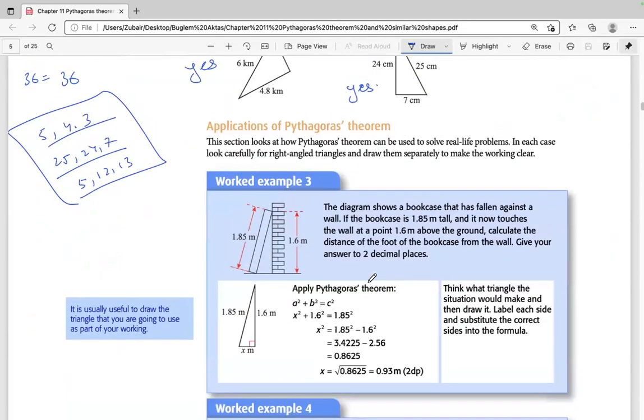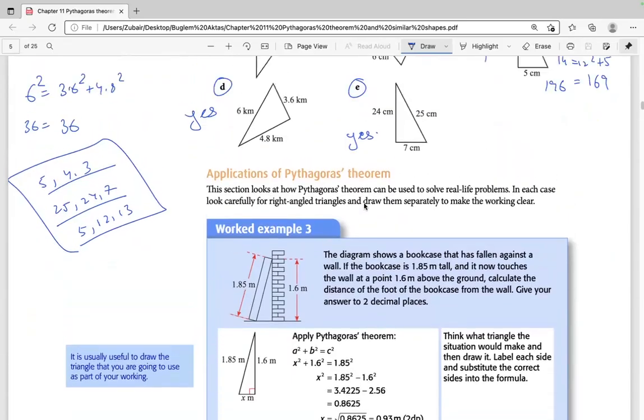Now these are again Pythagoras theorem. It is just adding some statements to it, maybe to make the question interesting. The diagram shows a bookcase that has fallen against a wall. If the bookcase is 1.85 meters tall and now touches the wall at a height of about 1.6 meters above the ground, calculate the distance of the foot of the bookcase from the wall.